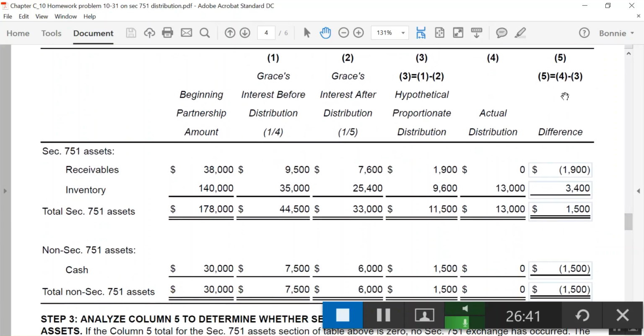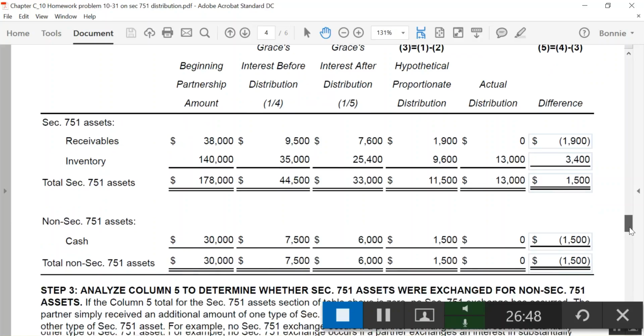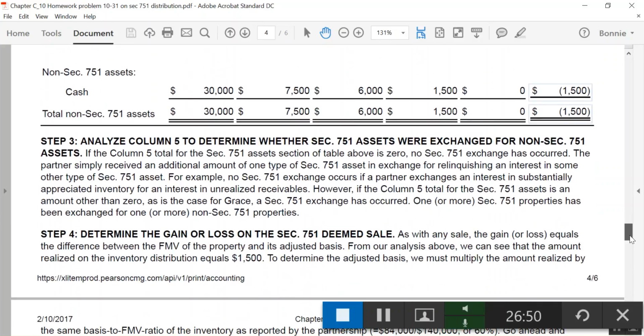So that's what I did here. I just subtracted 3 from 4, and you either get a negative or a positive. It's just mathematical. Now, step 3, that was all step 2, was creating that whole darn table. Now, step 3, we're going to analyze column 5 to determine whether an actual 751 exchange occurred.